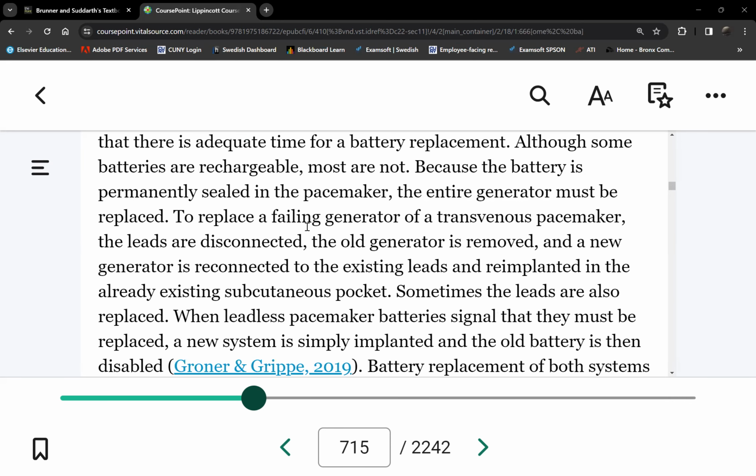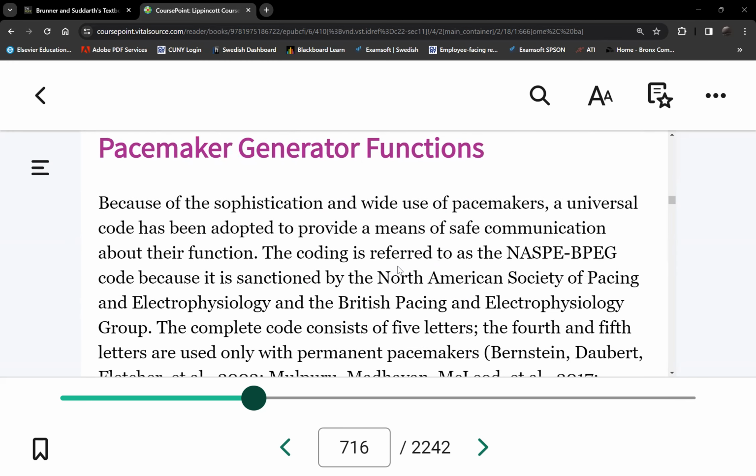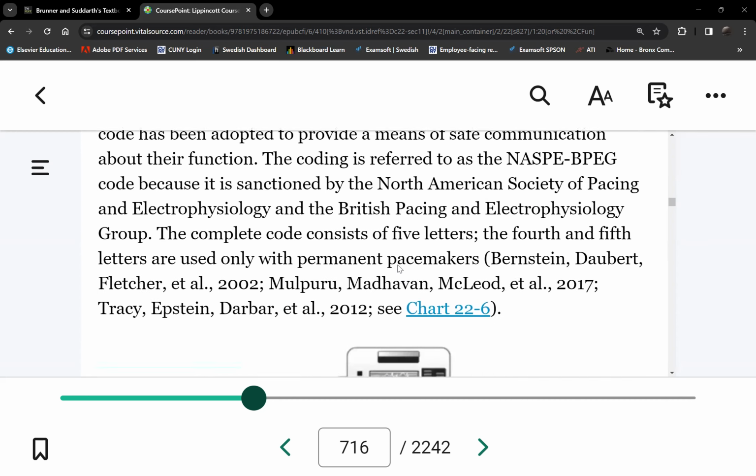Some modern pacemakers are no longer made of metal, so they can be safe with MRIs, because that's the problem with pacemakers. The older ones are made of metal, so they can't get MRIs at all. But the modern ones are metal free now, so it's safe for the patient to still get an MRI. We have a whole chart on what to teach the patient with a pacemaker. We'll get to that shortly.